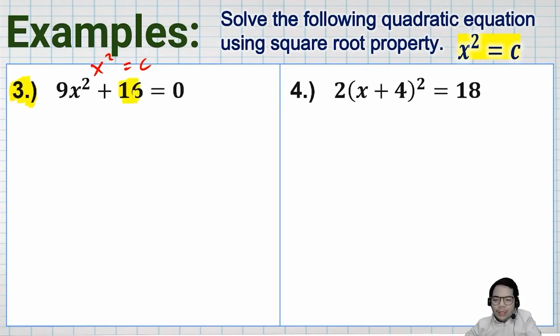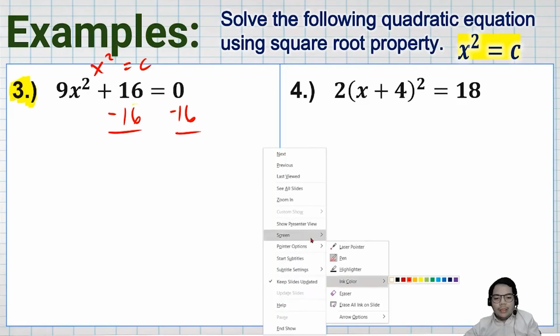Una, meron akong nakikitang 16 na dapat ay nasa kabila. Pangalawa, meron ako nakikitang 9 sa tabi ni x squared. So, dapat matanggal natin tong 16 at 9 sa tabi nila. So, ang mas madaling unahin tanggalin dyan is yung 16. So, paano natin siya tatanggalin? Katulad nung ginawa natin kanina sa number 2 example, we subtract 16 for both sides. Ngayon naman, kung negative 16 yan or minus 16, add 16 for both sides naman.